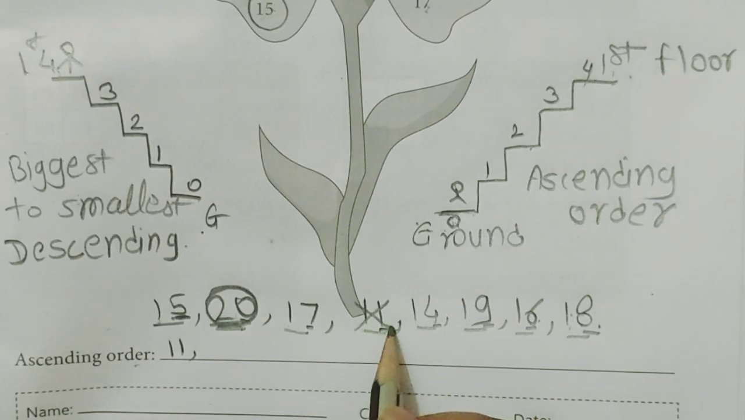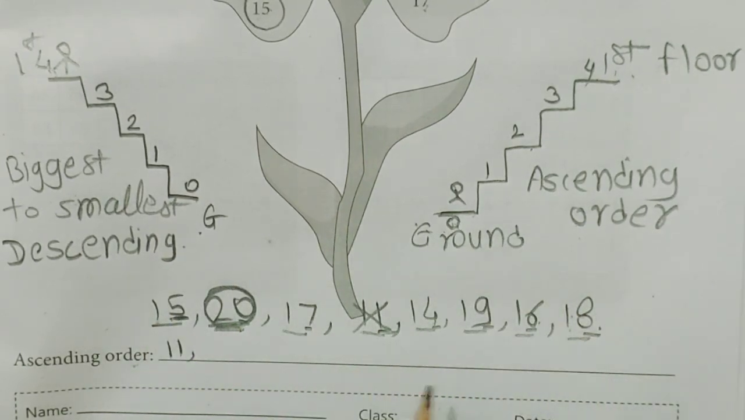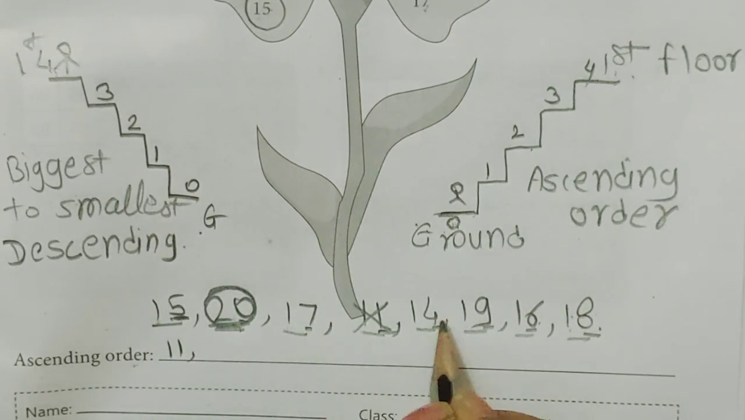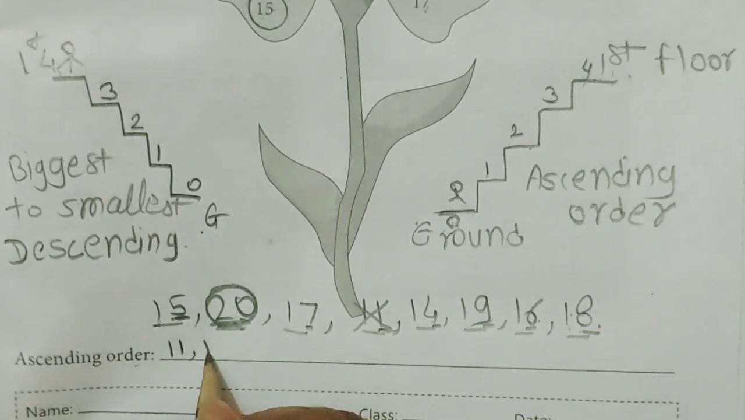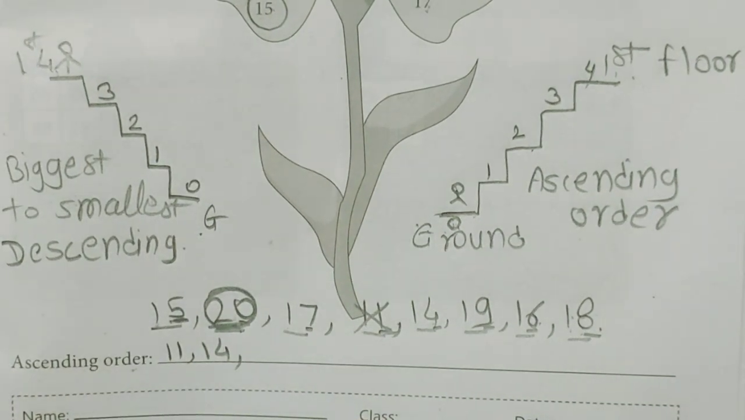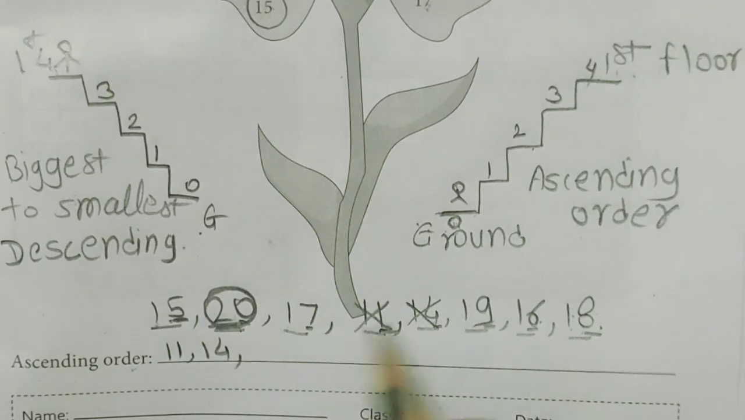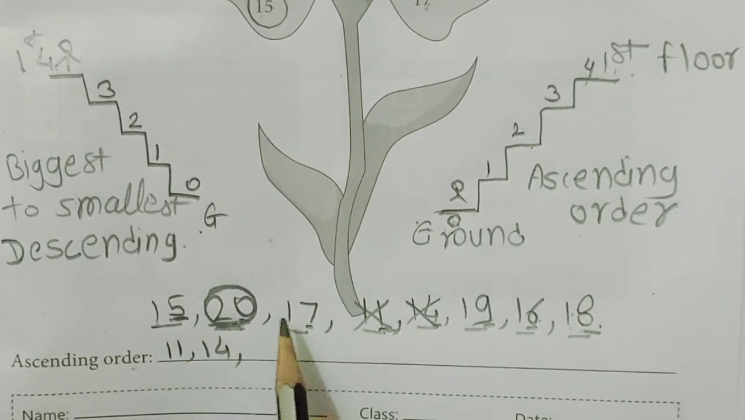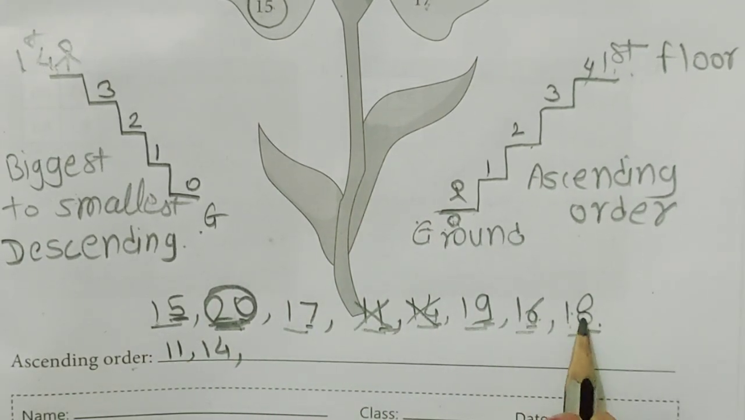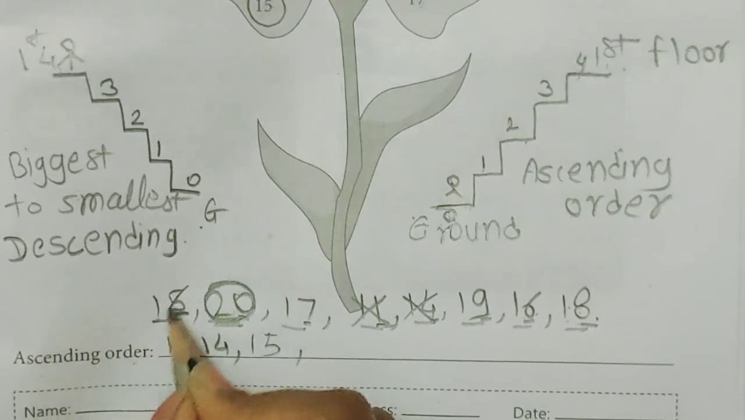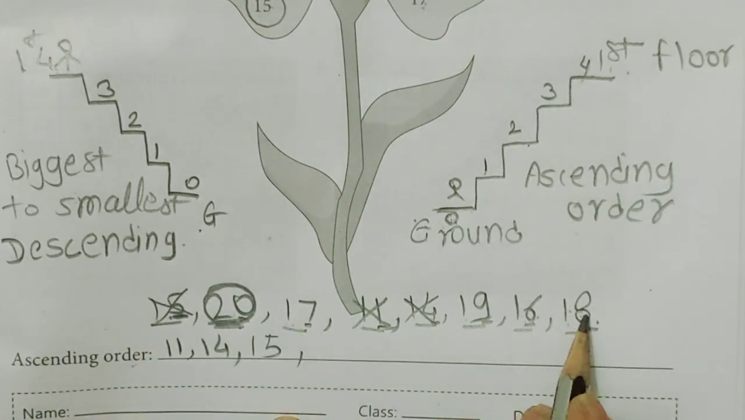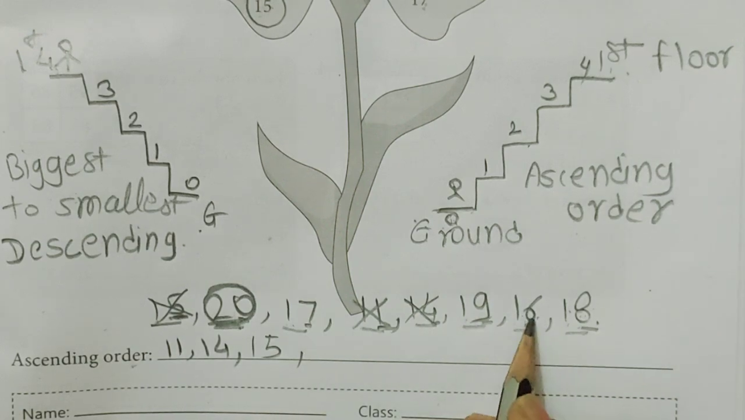As 11 has gone, which numbers are remaining? 5, 7, 4, 9, 6 and 8. 4 is the smallest. Therefore, after 11, 14 will come. 14 is done. Then which numbers are remaining? 15, 17, 19, 16 and 18. See here, 5, so 15 will be there. 15 is done. Then the numbers remaining are 7, 9, 6 and 8.